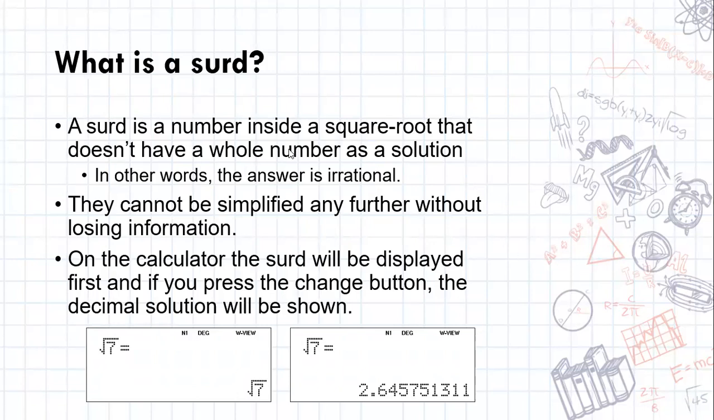Often when you're doing maths calculations, you round off to 2 decimal places. And as soon as you do that, you lose part of the information about that answer. So when you put in a surd into your calculator, you'll see that it first gives you a solution where it displays it as a square root or a cube root. But if you press the change button, it shows you the decimal solution.